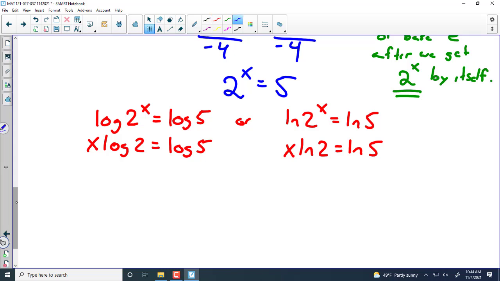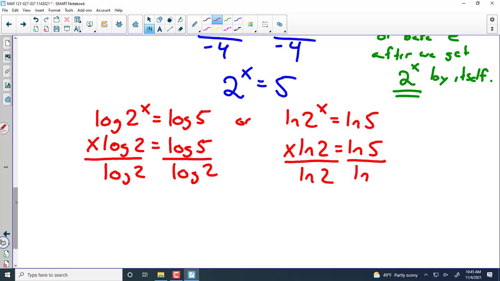And you divide. You do not divide just by the logarithmic symbol. You do not just divide by the number with the logarithm. You divide by the entire thing. So class, you must divide this one, both sides, by log 2. And this one, you must divide both sides by ln 2.